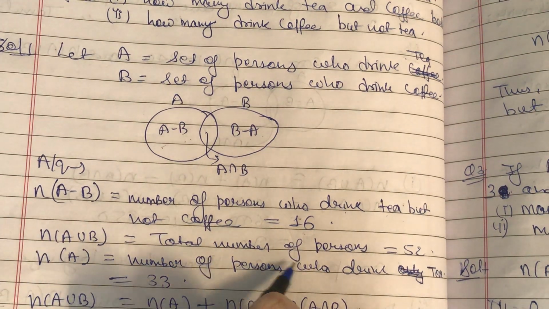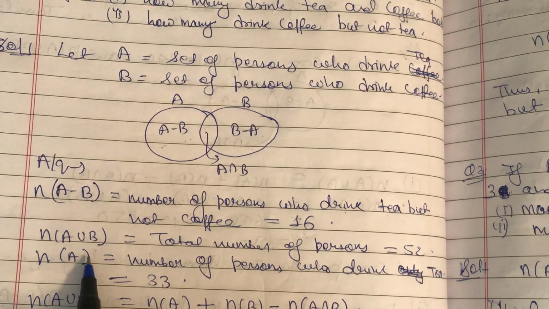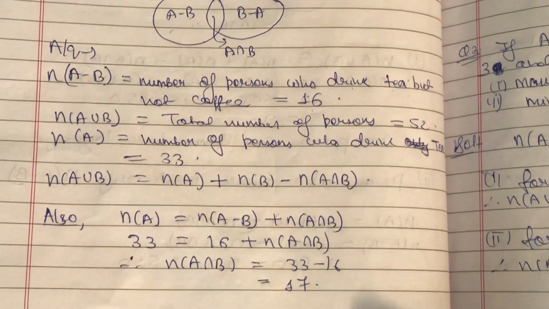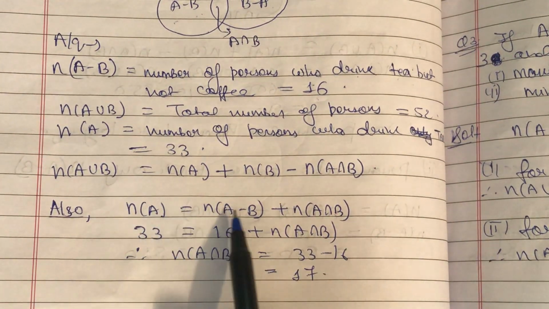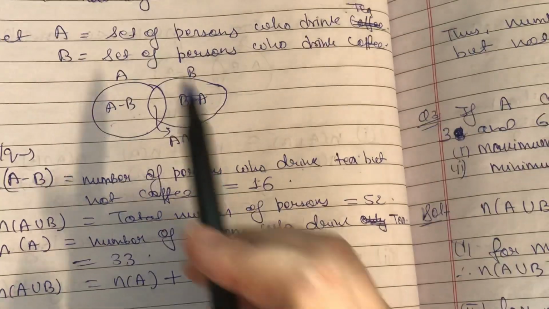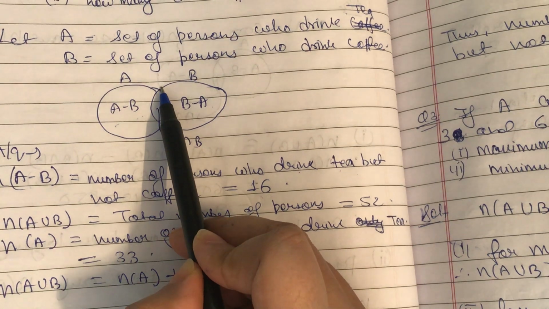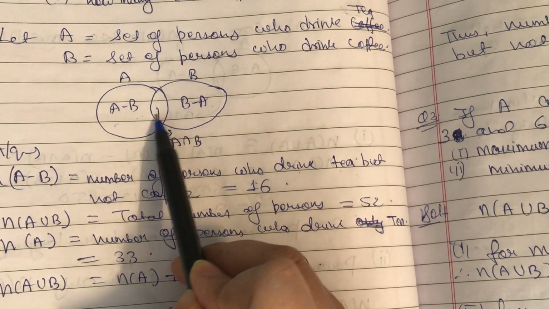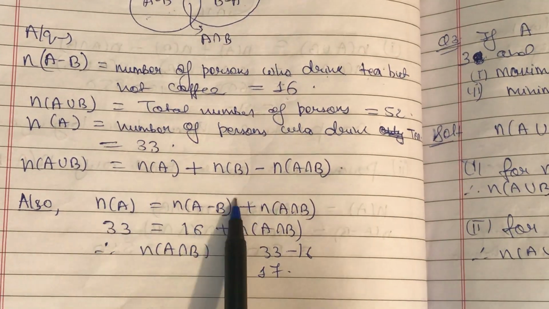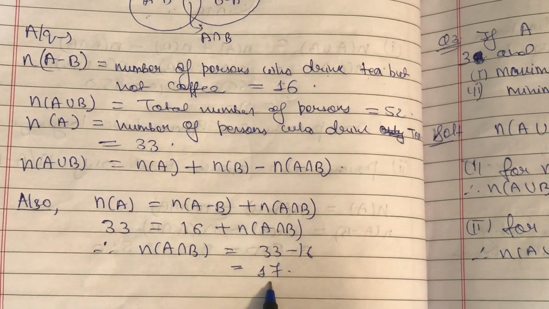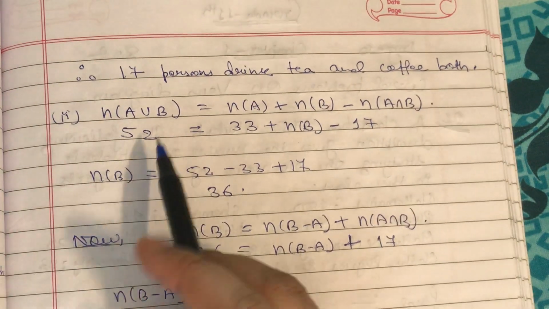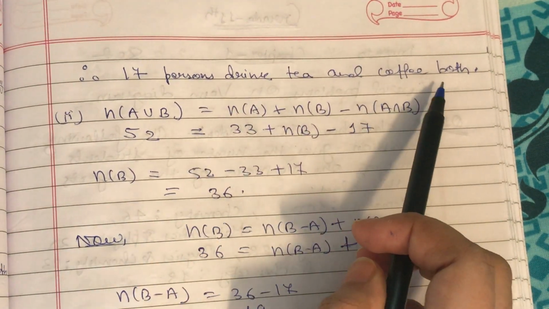A union B, that is the total number of persons given in the question, 52. The number of persons who drink tea is also given in the question, that is 33. Now we know the formula: N of A equals N of A minus B plus N of A intersection B, that is, this entire circle NA equals this part plus this part. So this part is N of A minus B and this part is N of A intersection B, right? I put all the values in and got 17 here. So N of A intersection B equals 17, which means there are 17 persons who drink both tea and coffee.